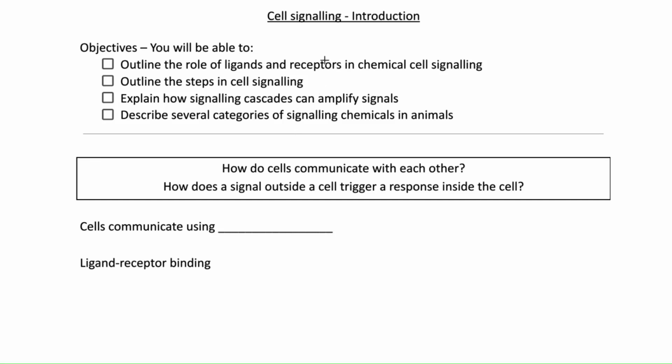This lesson provides an introduction to cell signaling. Here are the objectives. And we're really considering two questions. One, how do cells communicate with each other? And second, how does a signal that's outside of a cell trigger a response that is inside of a cell?